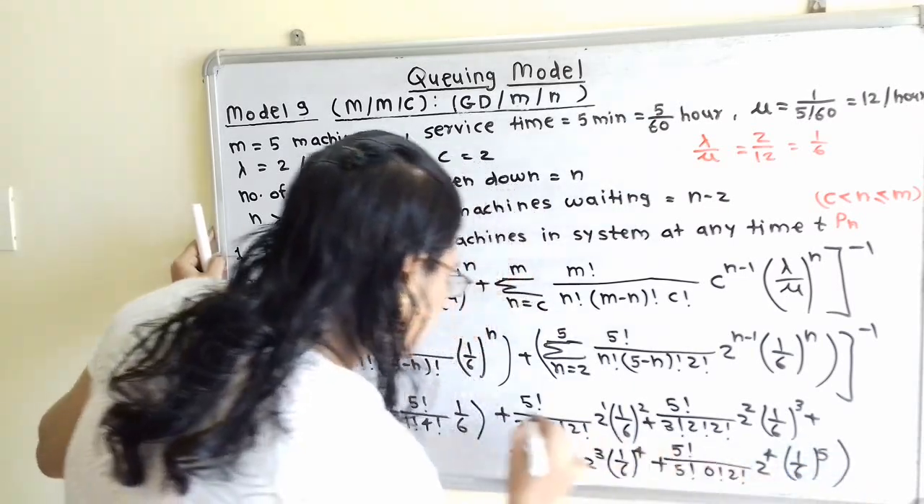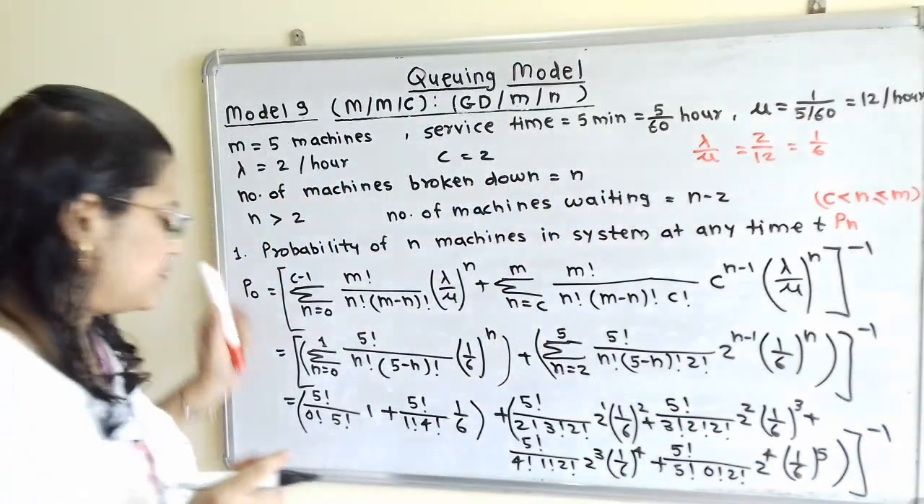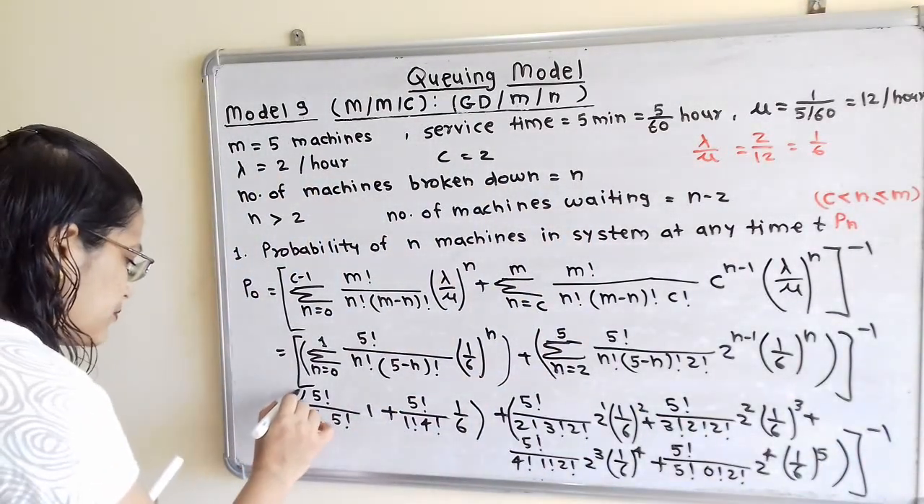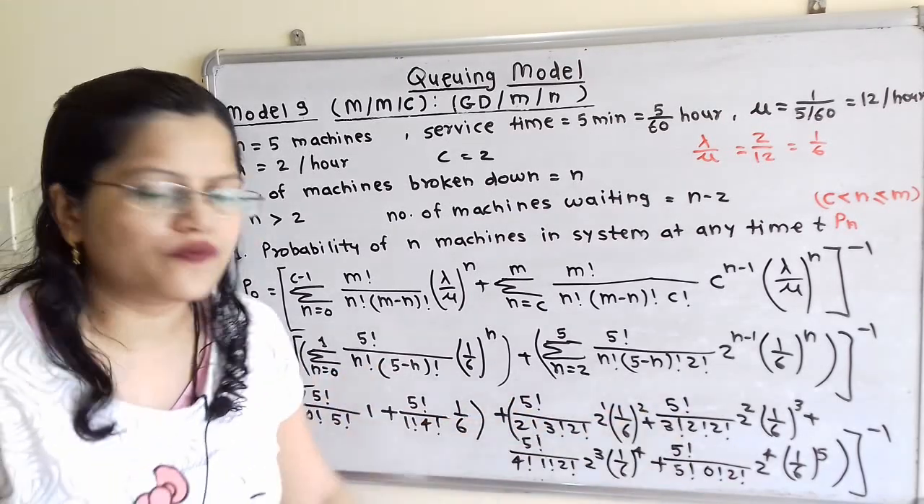So this curly bracket will also complete, and then we have to take raised to -1. Now here I will put the square bracket. Now how to simplify this? So we have to solve this first part and then solve the second part.